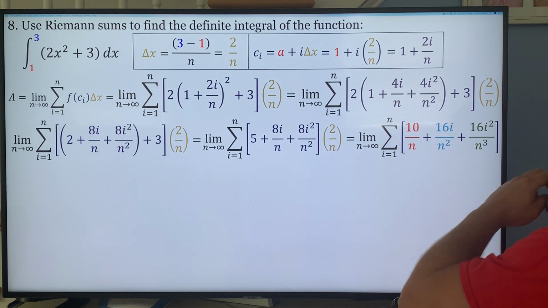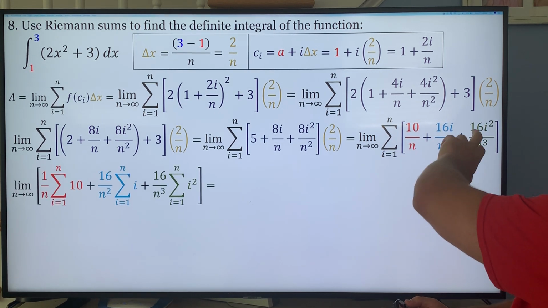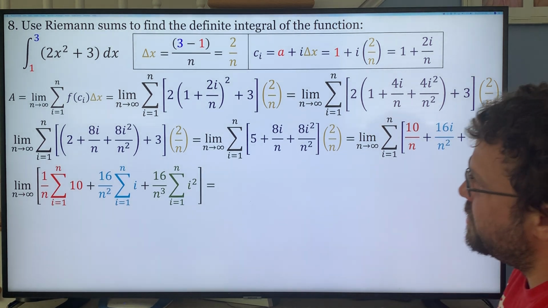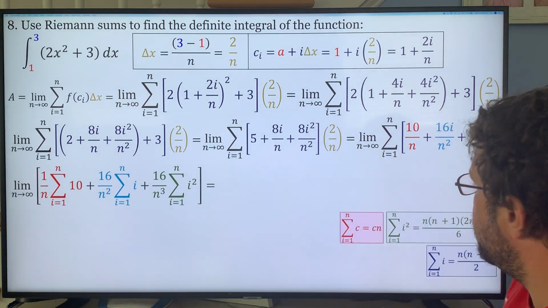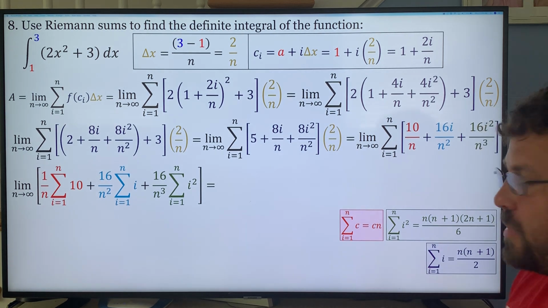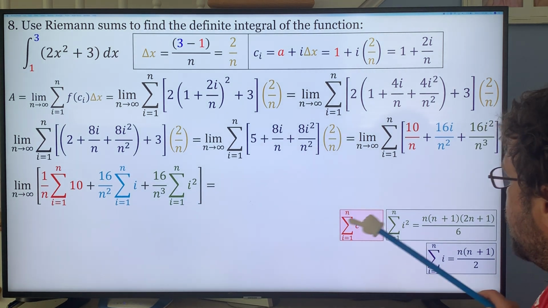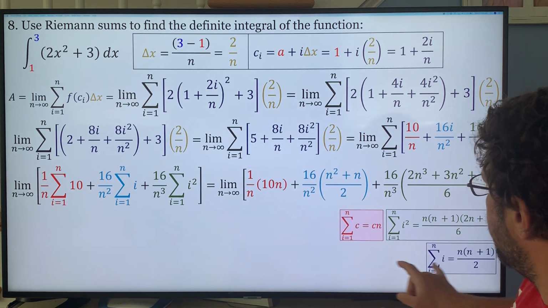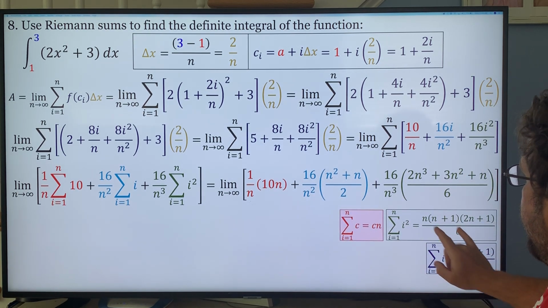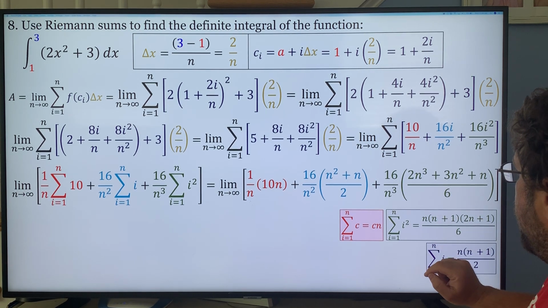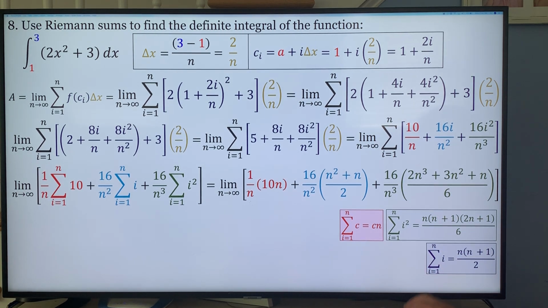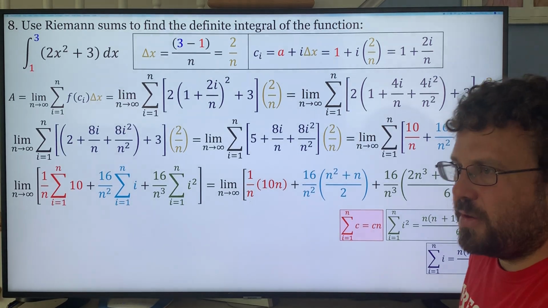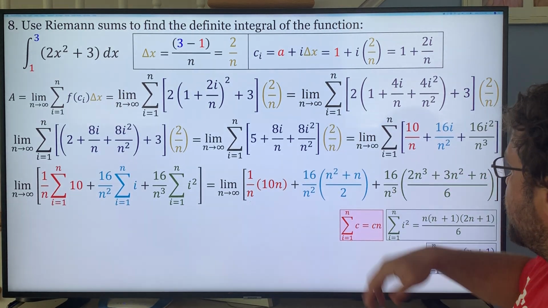Constant, i, i squared. Pull out 1 over n, 16 over n squared, 16 over n cubed. Direct substitution of our expanded summation formulas. 10 times n, 16 over n squared times that, 16 over n cubed times this. Oh, I didn't expand that one. I didn't put my expanded forms down. Well, this should be the expanded forms. I put the wrong things here. I'm going to fix that. All right, anyway.